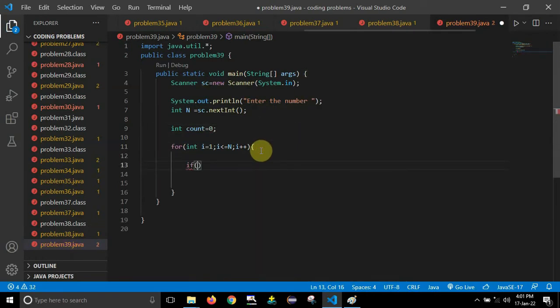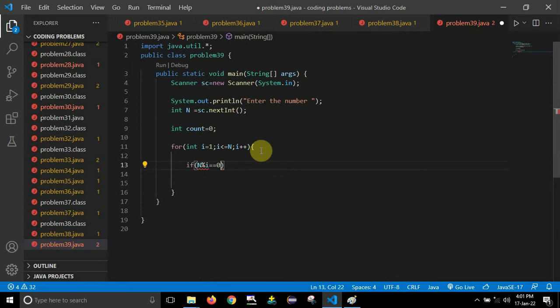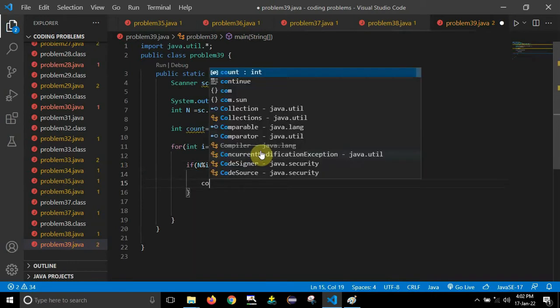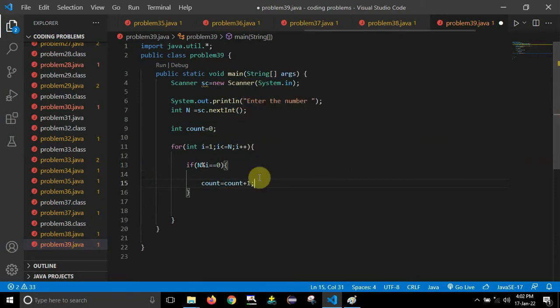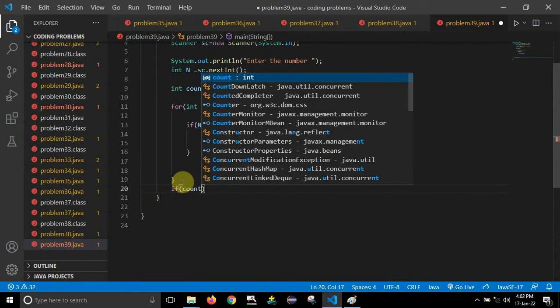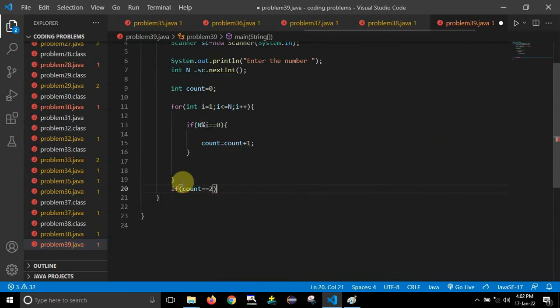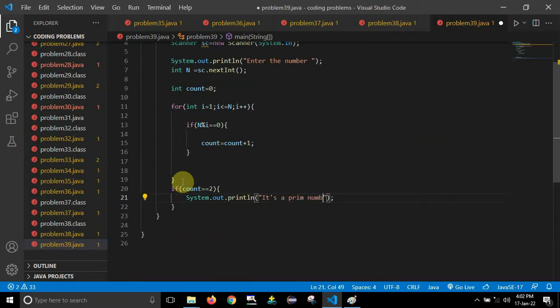Okay, so here I will write if n modulus i is equal to 0. If it is 0 it means it's completely divisible by i, then count equal to count plus 1. Okay, alright, so that's it, guys, and we have written the logic. Outside the for loop we will write another if, and we'll check if count is equal to 2. If it is exactly equal to 2, I will write, let us say, it's a prime number.